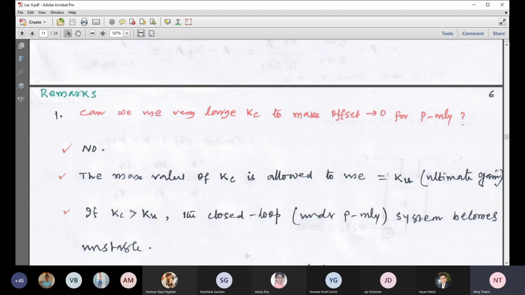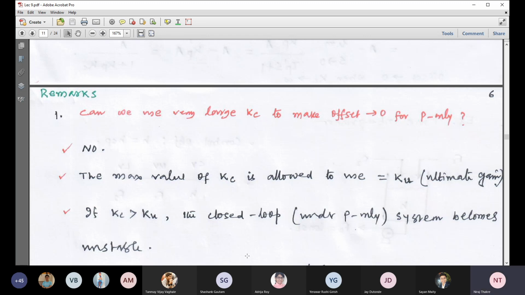The maximum allowable value for Kc is K suffix U. That is called the ultimate gain. I will show you what the ultimate gain is, but for the timing, you just remember this: the maximum value of Kc allowed is the ultimate gain, K suffix U. If you go larger than that, we can have an instability problem.